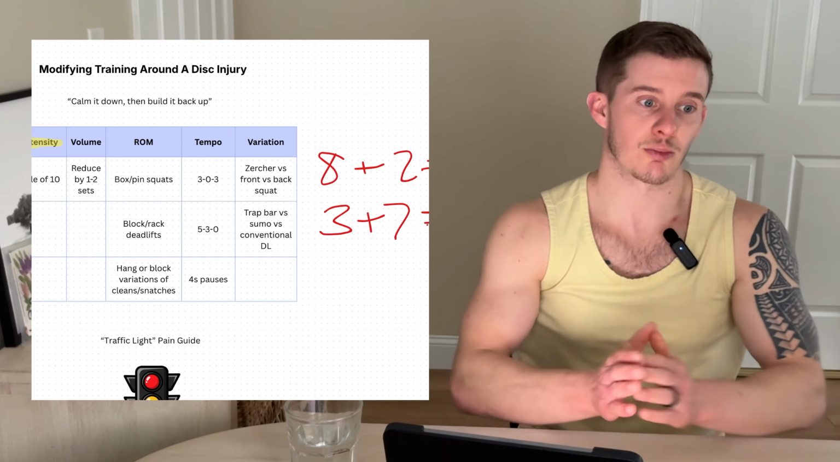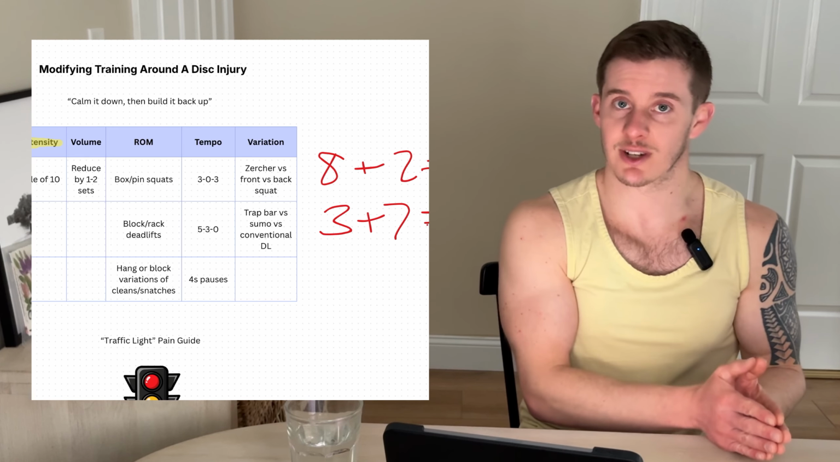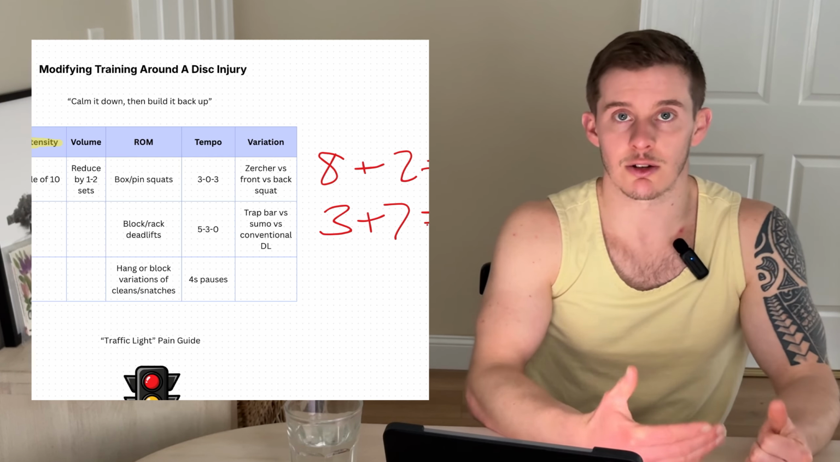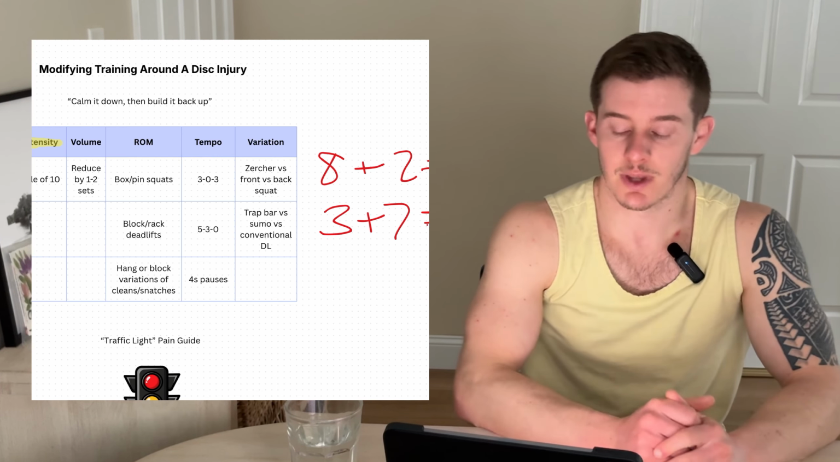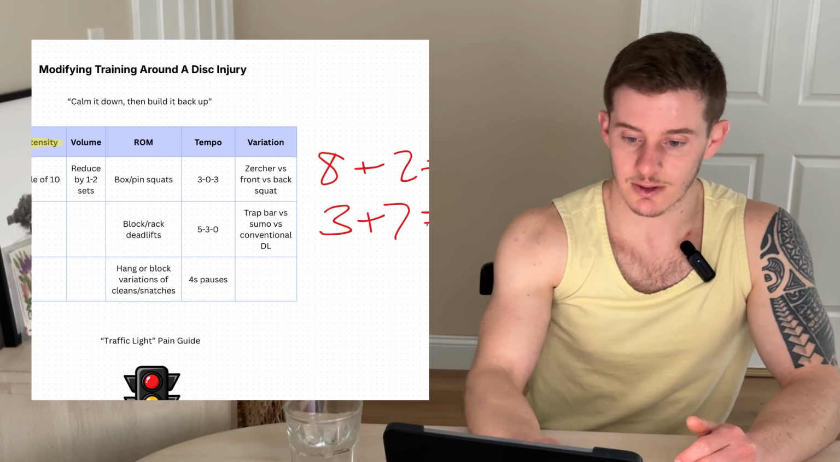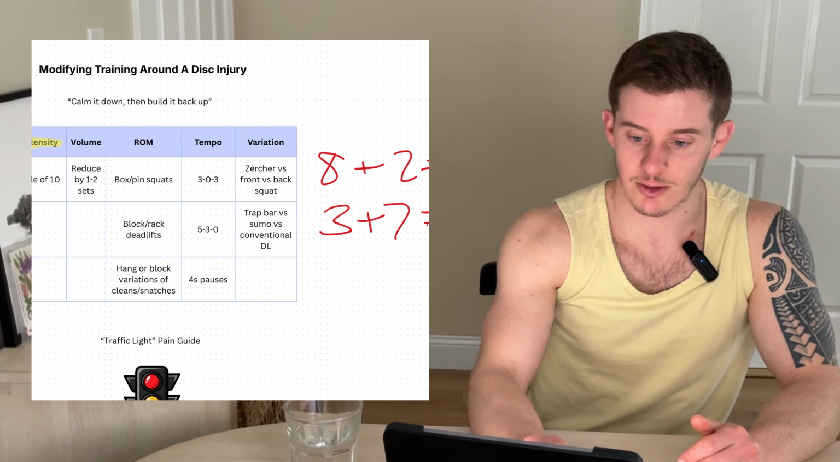That's a good way to bring the overall stress of that training session down and the overall stress on your back down, while still allowing you to train and do the type of stuff that you want to be doing in the gym. Next is range of motion. Forgot to highlight volume there first.